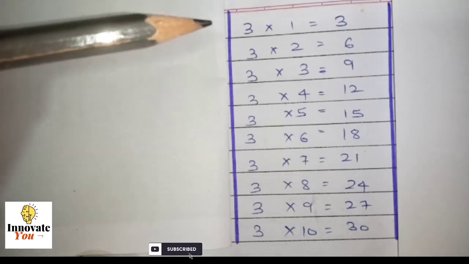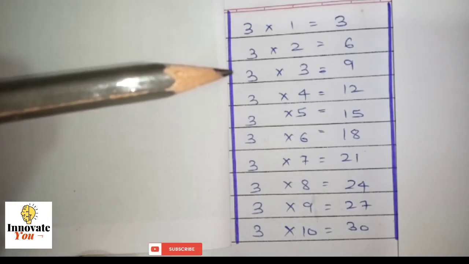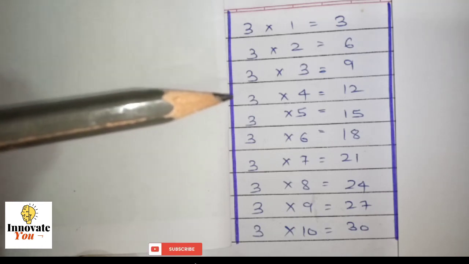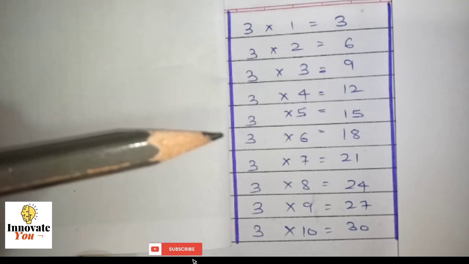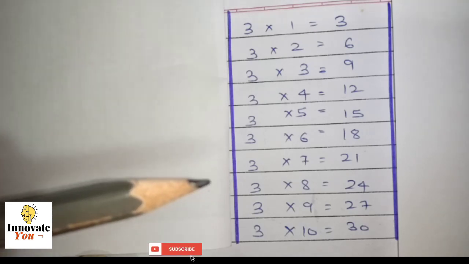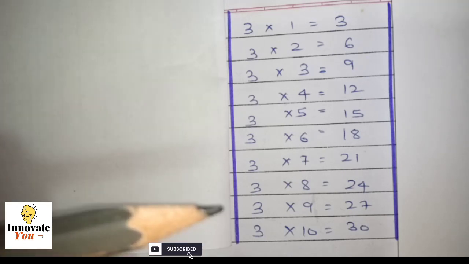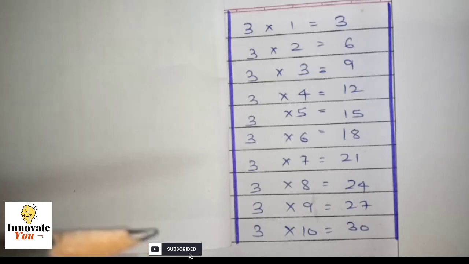Now let's move with 3 times table. 3 ones are 3, 3 twos are 6, 3 threes are 9, 3 fours are 12, 3 fives are 15, 3 sixes are 18, 3 sevens are 21, 3 eights are 24, 3 nines are 27 and 3 tens are 30. Now let's move with 4 times table.